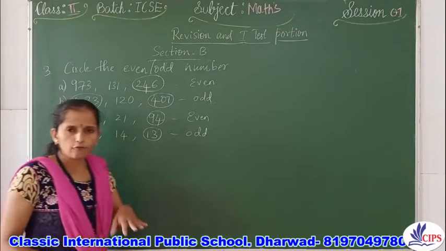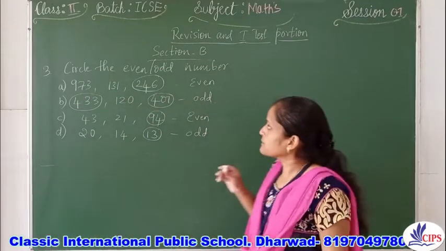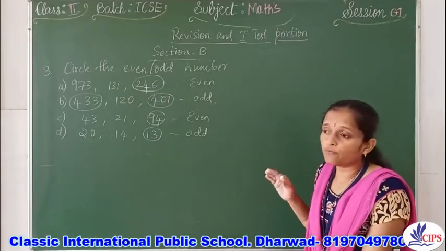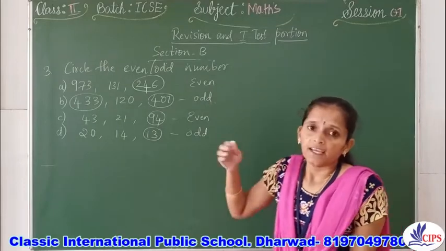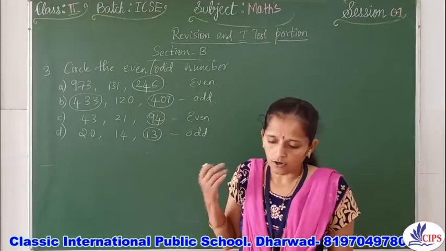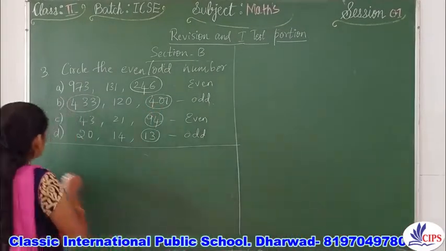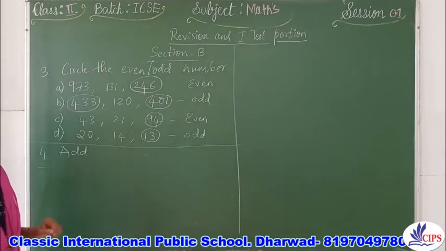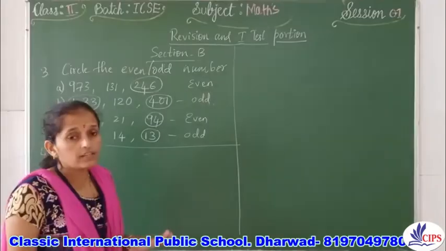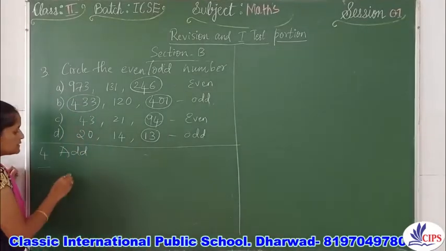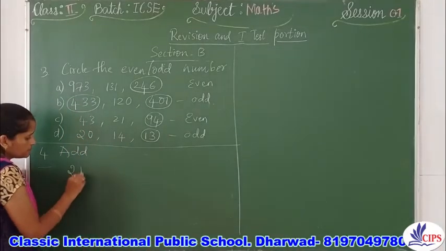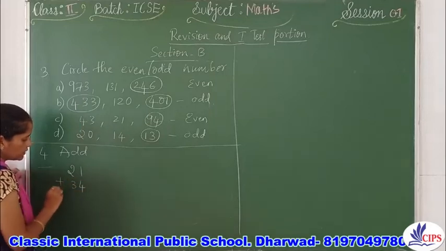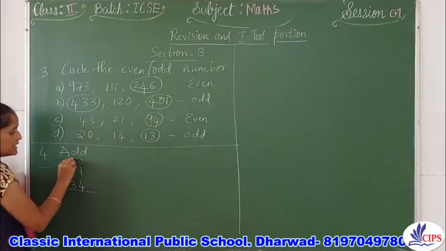So here I have shown you four different examples, whereas in the exam they will give you 3 digit numbers. You may be asked to circle an even number or an odd number. We will go for the fourth question, that is add. Here you will have only simple addition. You don't have any carry over here. Simple addition, for example, 21 plus 34. See, ones and tens.